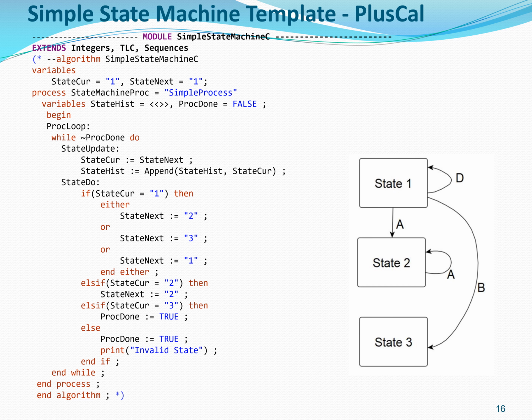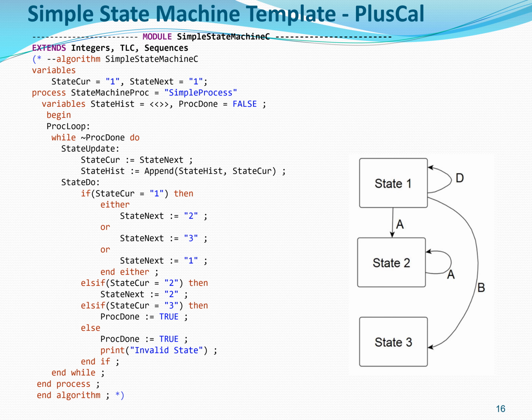So here I've implemented that simple state machine model in the PlusCal language, which is an algorithmic extension to the TLA Plus model checking system. The core of the model is the while loop that steps through the set of possible states.